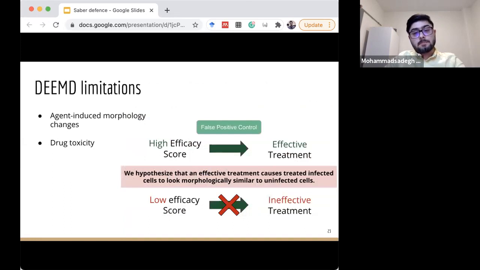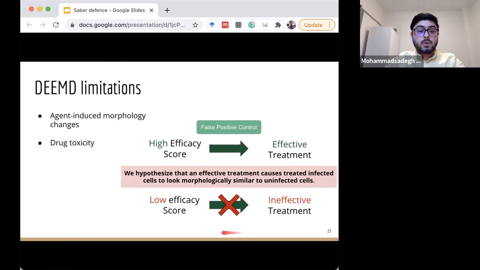DEEMD has its own limitations. The main underlying assumption in any morphological analysis is that the agent is known to introduce morphological changes in the host cell. If this assumption is not met, then the morphological analysis is not applicable in the first place. The second limitation for DEEMD is drug toxicity. Drug toxicity refers to compounds' negative side effects on a living cell. If the treatment has toxic effects or induces other changes in cell morphology, the sample may no longer resemble either the uninfected or infected class, even if the treatment was effective at rescuing the cells.